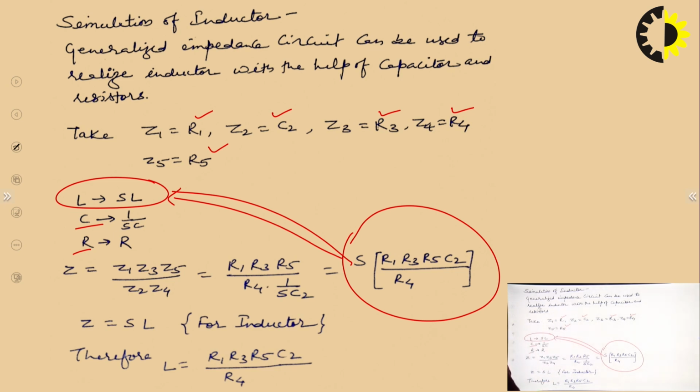So Z is equal to SL. So L is equal to R1, R3, R5 into C2 upon R4. So whatever value of inductor you want to obtain, you can put here, you can solve this expression and simply you can obtain that value.